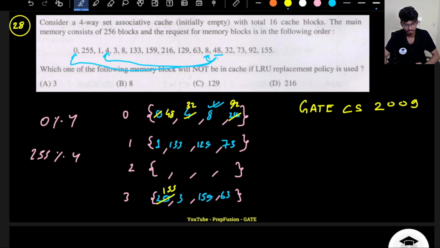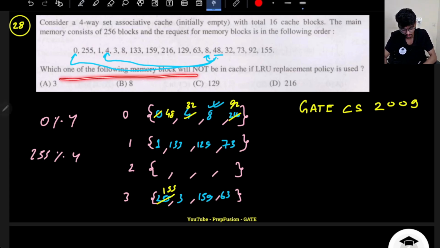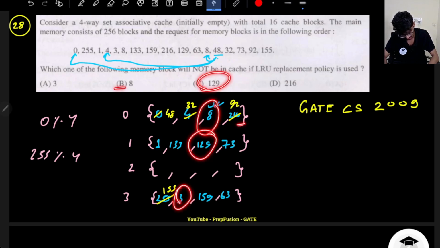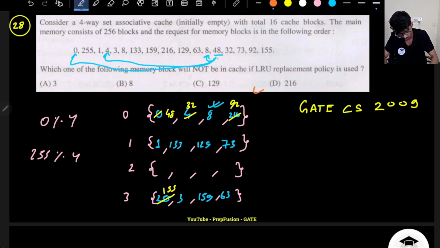Now what are they asking? Which one of the following memory blocks will not be in the cache if LRU replacement is utilized? 3 is in the cache. 8 is in the cache. 129 is in the cache. 216, no, 216 I just replaced, right? So 216 will not be in the cache if I use the LRU policy.